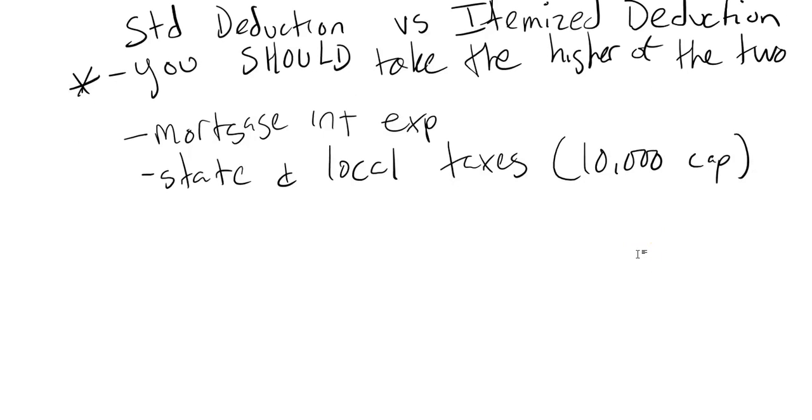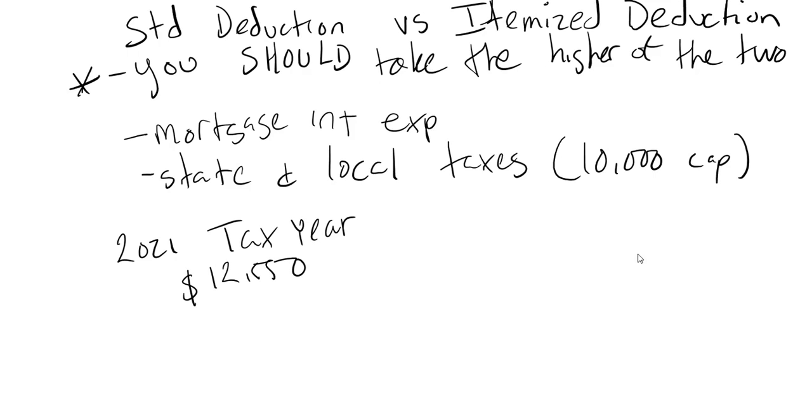So let's say you don't have a home, you don't have state and local taxes. Every taxpayer gets a standard deduction, and it's indexed for inflation. So for the 2021 tax year, a single individual filing a 1040 got $12,550 for their standard deduction. A married filing joint, MFJ, they receive double this, $25,100.